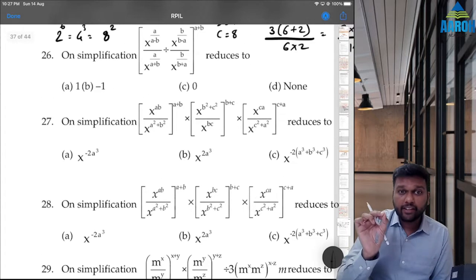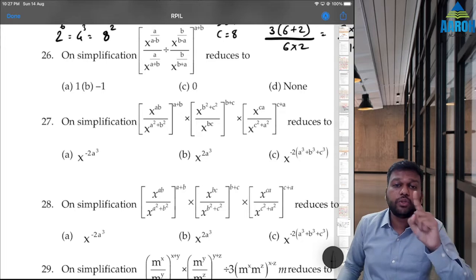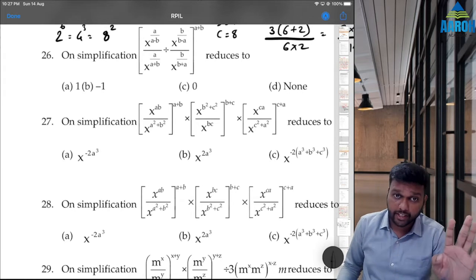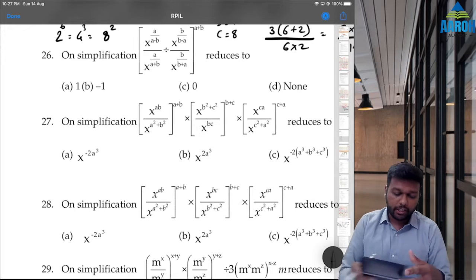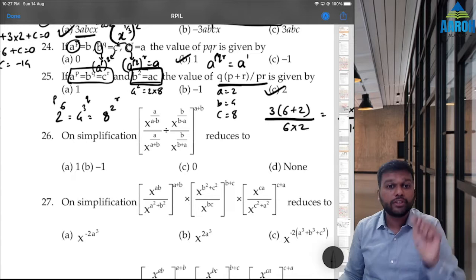And the main care you have to take is, if there is any condition given in the question, then you have to assume ABC accordingly. You cannot just randomly assume 1, 2, 3, 4, 5, 6, anything. You have to assume as per the condition in the question. For example, here they have given b square is equal to AC. So you have to assume as per that.